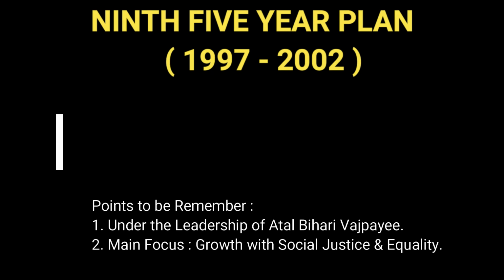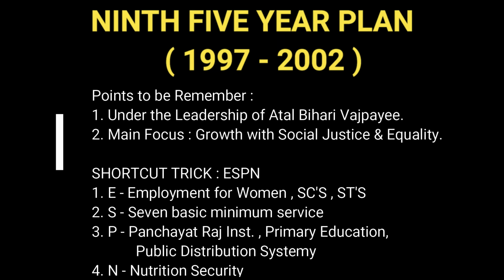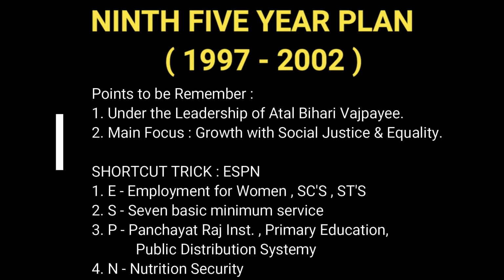Ninth 5-year plan, 1997 to 2002. Points to be remembered. First, under the leadership of Atal Bihari Vajpayee. Second, main focus: growth and social justice and equality. Shortcut trick: ESPN. E for employment for human SCs, S for 7 basic minimum service, P for Panchayat Raj institutions, primary education, public distribution systems, N for nutrition security.